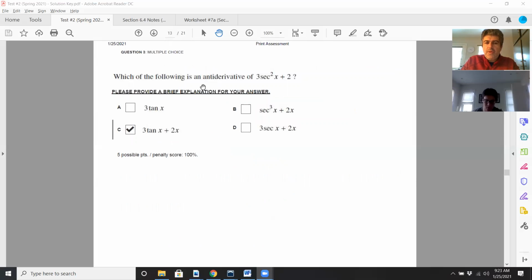This here was asking which of the following is an antiderivative. So it's not the general antiderivative, where you need to put plus c, but which of the following could be an antiderivative? And of course that one could be. The antiderivative of secant squared is tan, the antiderivative of 2 is 2x. I don't think anyone missed this one.